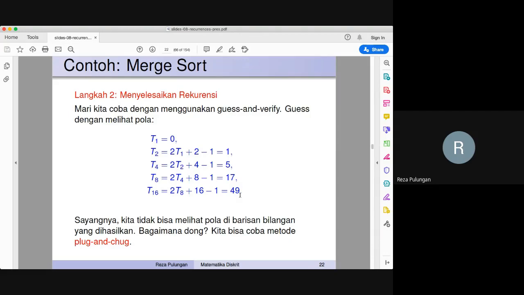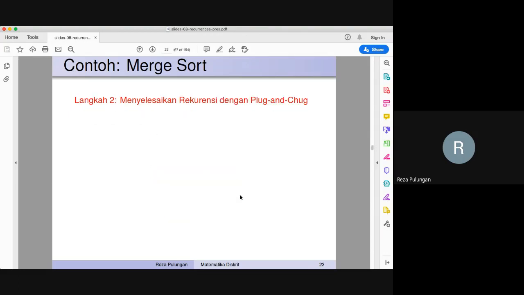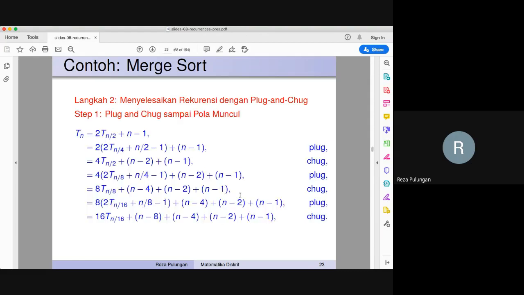So what do we do if we cannot use guess and verify? You can try to use plug and chug. Let's try to use plug and chug. Okay. Again, don't be afraid. If there are a lot of equations here, we can do this. So this is the recurrence. The main recurrence is Tn is equal to 2 T(n divided by 2) plus n minus 1.